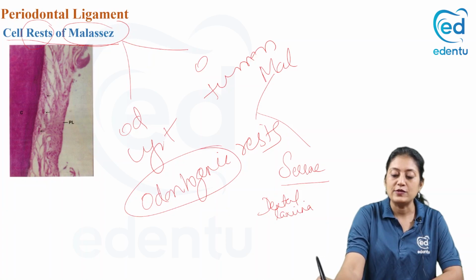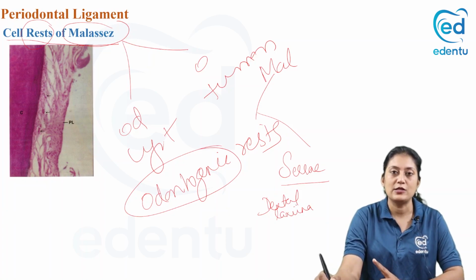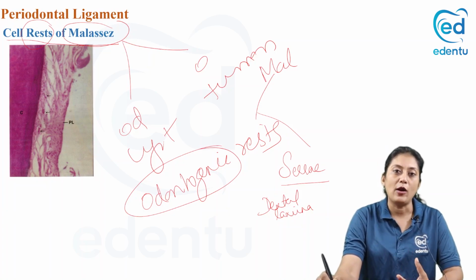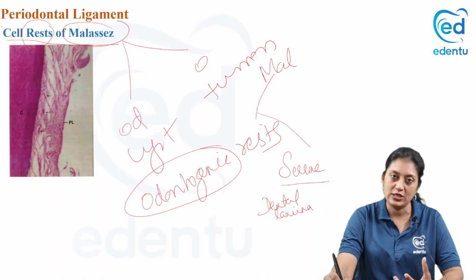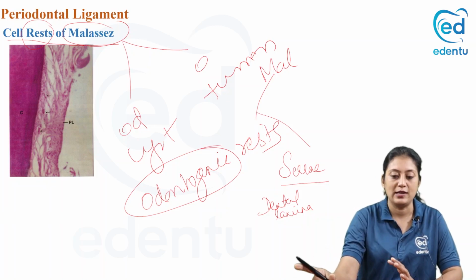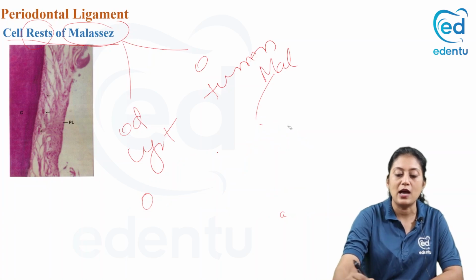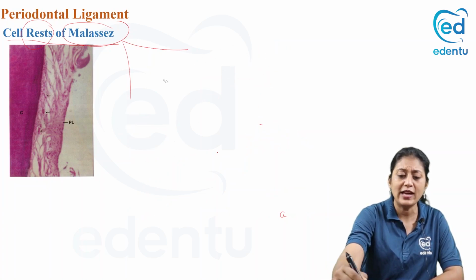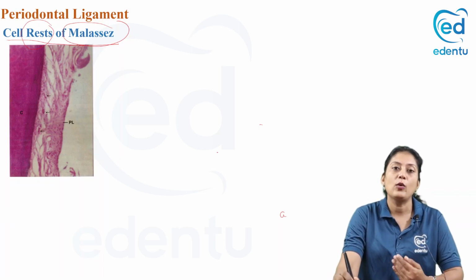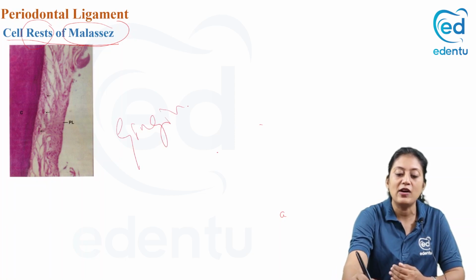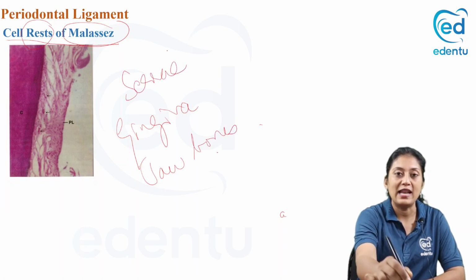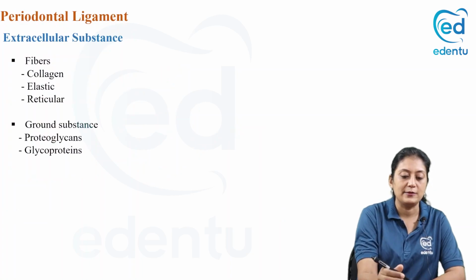So you have two types of cell rests. One is cell rest of Malassez, one is cell rest of Serres. Both are resting cells in normal condition. When you give a stimulus, they will proliferate and they may give rise to pathologies like odontogenic cysts and tumors. They are related to tooth development, so they are also called odontogenic rests. So very, very important. A lot of questions are asked on these odontogenic rests. Out of that, only cell rest of Malassez is seen in the periodontal ligament, not cell rest of Serres. The normal location for cell rest of Serres is either in the gingiva or within the jaw bones. That is for Serres. Whereas Malassez are mainly seen in the periodontal ligament.